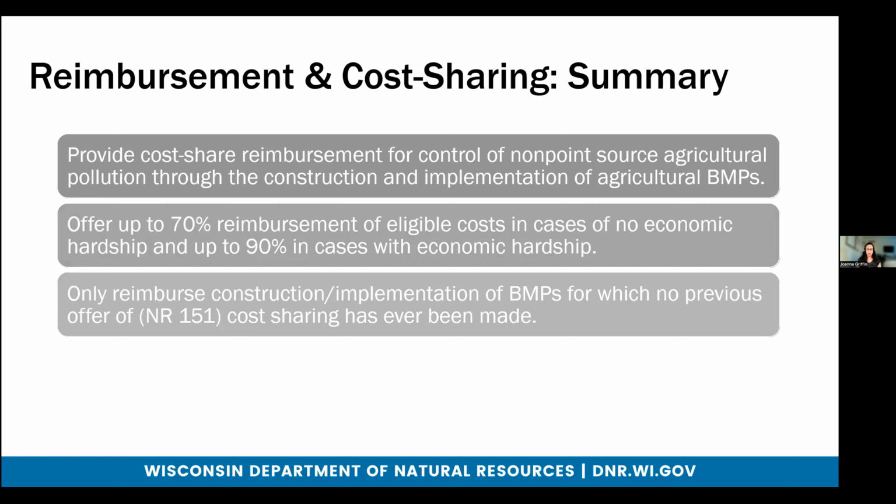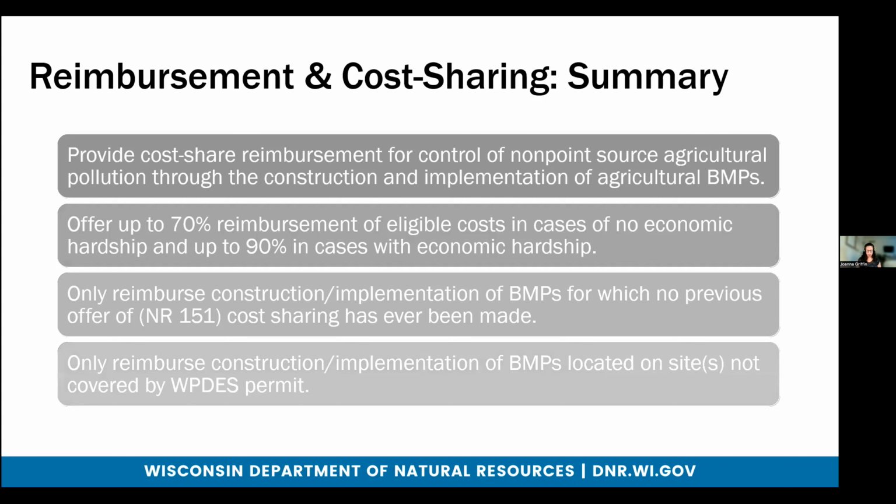TRM grants only reimburse construction or implementation of BMPs if there's not already been an NR 151 offer of cost sharing. So this means an offer of cost sharing as part of an NR 151 notice or county notice that meets the requirements of NR 151.09 or NR 151.095. And they only reimburse construction and implementation of BMPs that are located on sites that are not covered by WPDES permits.